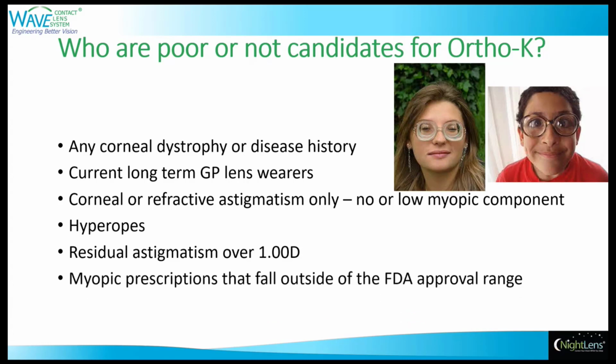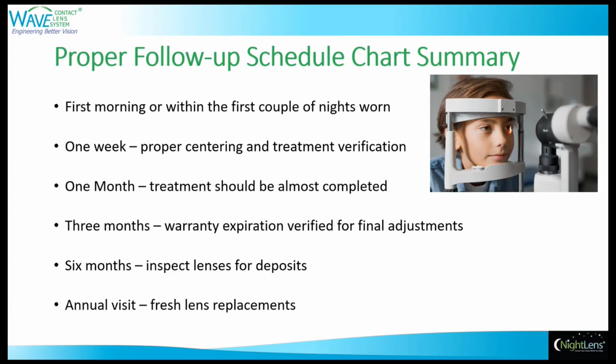All right, other poor candidates are myopic prescriptions that fall outside the FDA approval range. This means very high myopes over -6. It's not that they're impossible to do. These, of course, are off-label, but using a custom software program, it's much easier to achieve good results.